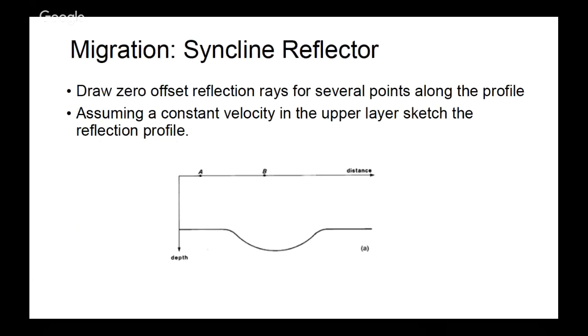But maybe we have an interface down there that is something like this. So now we have a roughly flat bed here on the sides, but we have this syncline in the middle. So if we were going to say we're starting here at point A, and we've already done our NMO correction to this data, now we're going to have energy that's going to come out of this. It has to hit this interface.